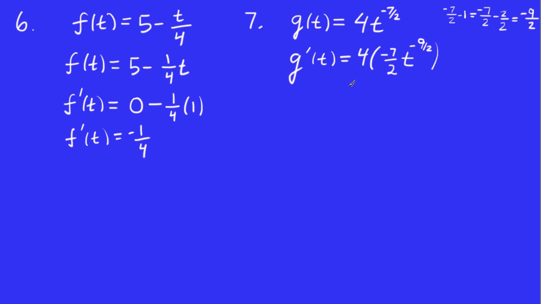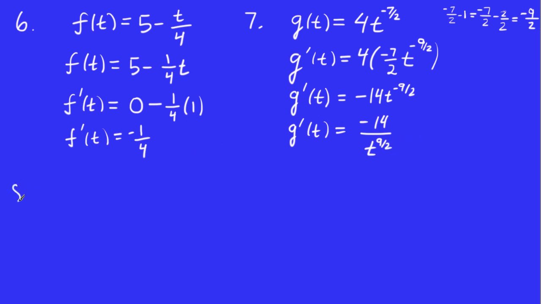We need to clean this up a little bit. The derivative is done, though, right? There's no more prime signs, so we just got to use some algebra here and clean this up. 4 divided by 2 is 2. 2 times negative 7 is negative 14. And let's get rid of this negative exponent by bringing it to the denominator. So negative 14 over t to the 9 halves. There's our answer there.